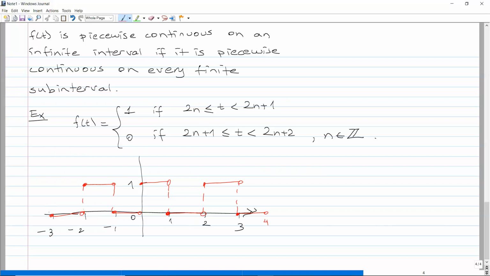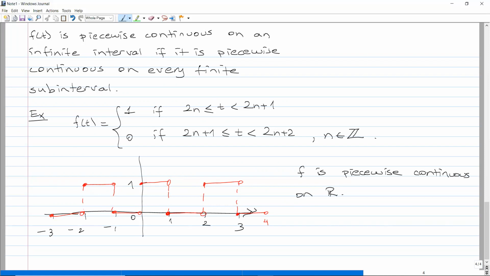And so on. You see, f is discontinuous at every integer, but on any finite interval, there are only finitely many integers. So on every finite interval, f is piecewise continuous. So this function is piecewise continuous on all of the real numbers.